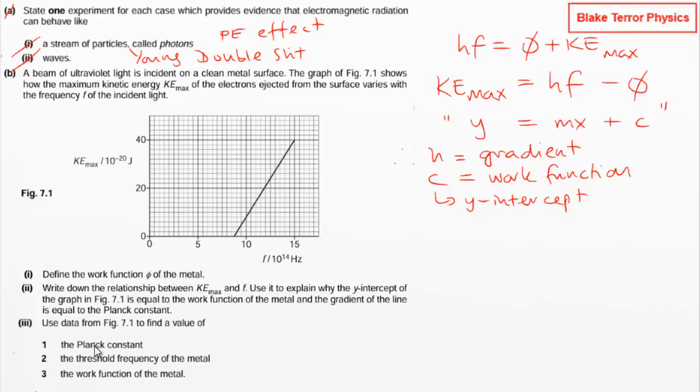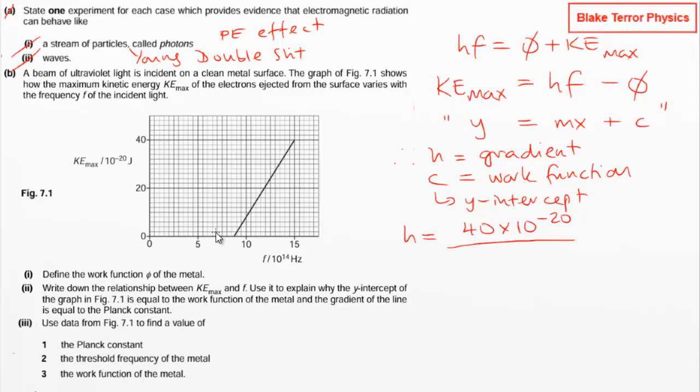Cool. Use data from figure 7.1 to find the value of the Planck constant, the threshold frequency, and the work function. Okay, so h, Planck constant. So this is our gradient. Right, what have we got here? So, well, let's do it over the full length of this line. So our change in y is 40 times 10 to the minus 20. That's our change in y.